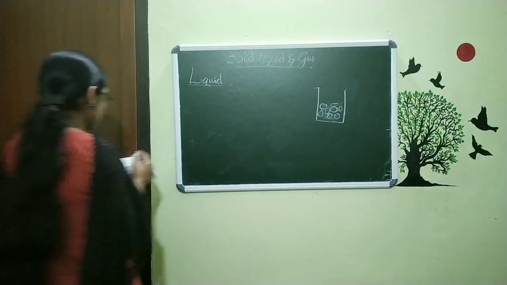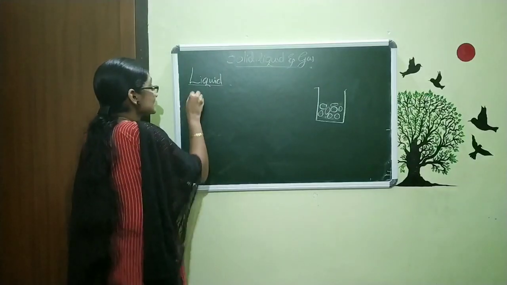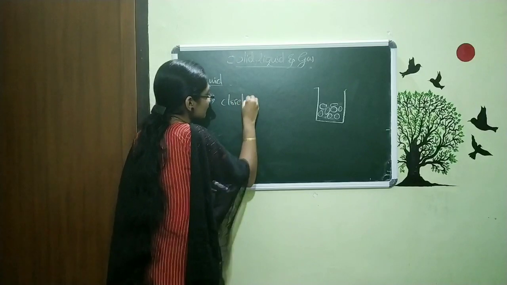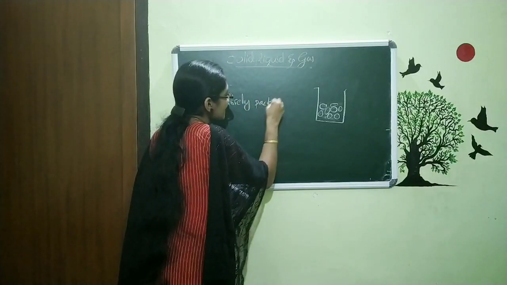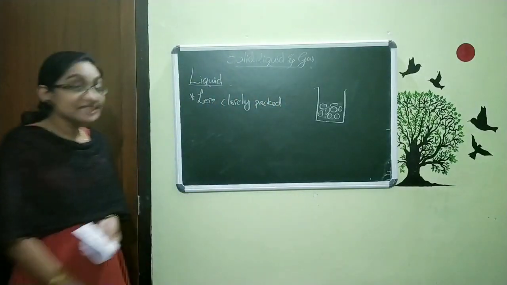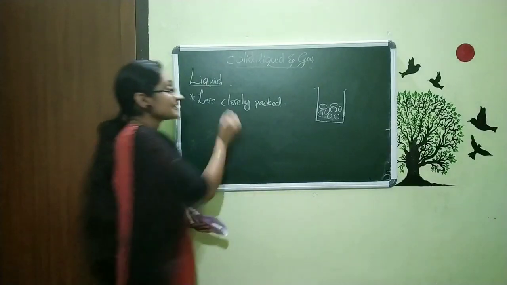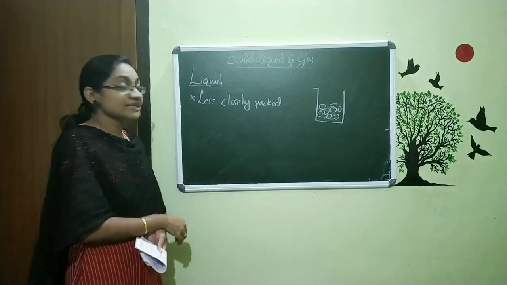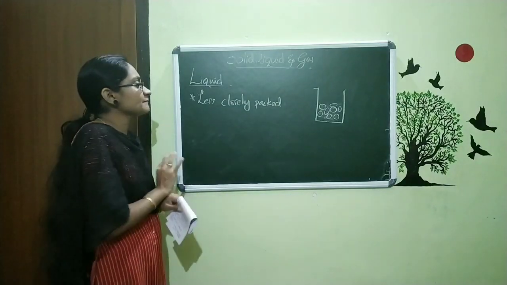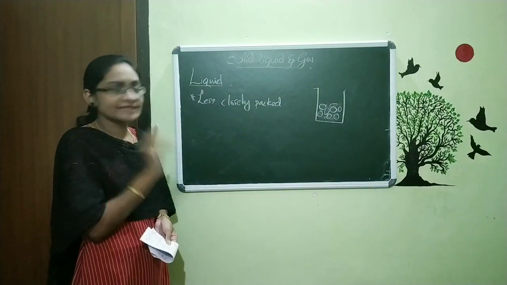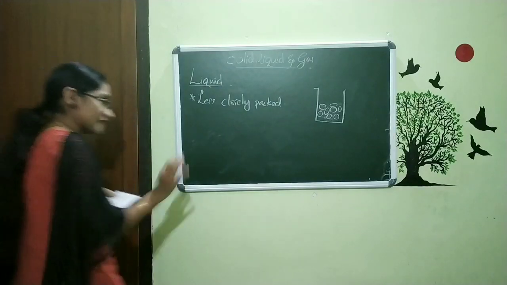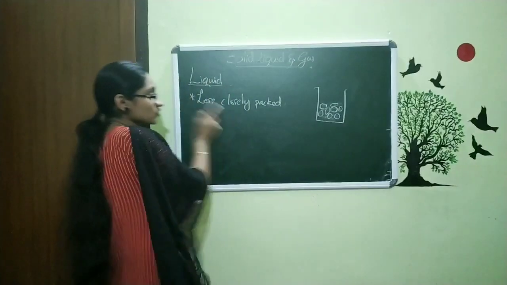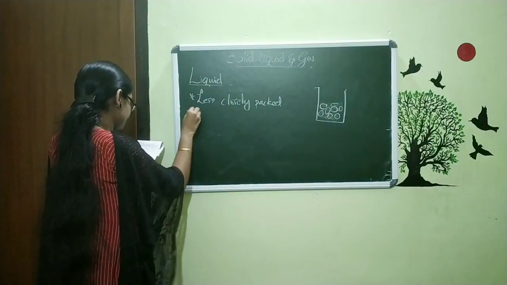So we can say for liquids, it is less closely packed. That means when we talk about solids, they are very highly closely packed, but this is less closely packed. That is the first thing. That means here in between it has some space. That is the meaning of less closely packed.